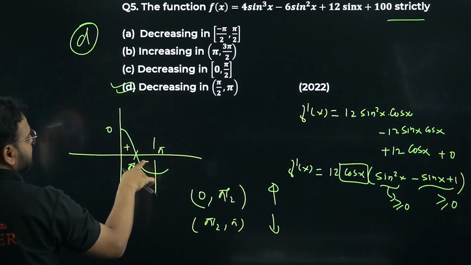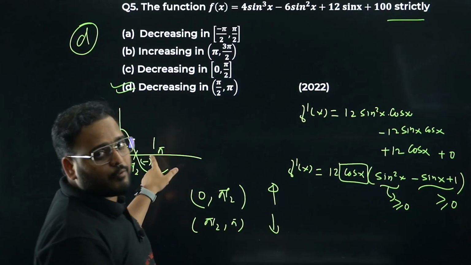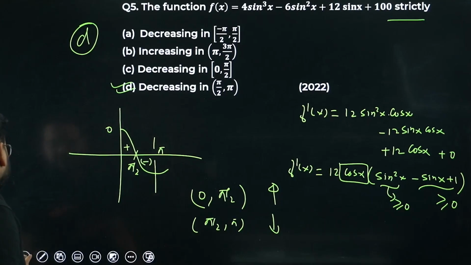Check here, the graph part is negative in this region, pi by 2 to pi. Get it? This is the graph of cos x. Okay, 5 is done. Question number 6 now.